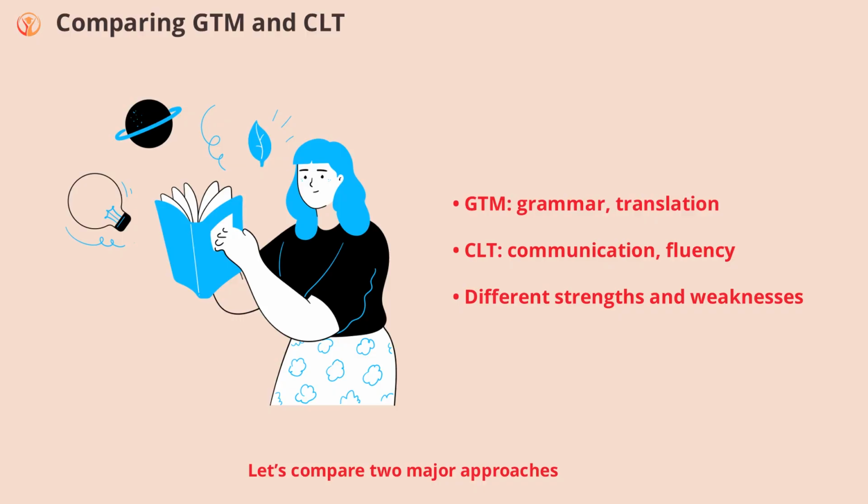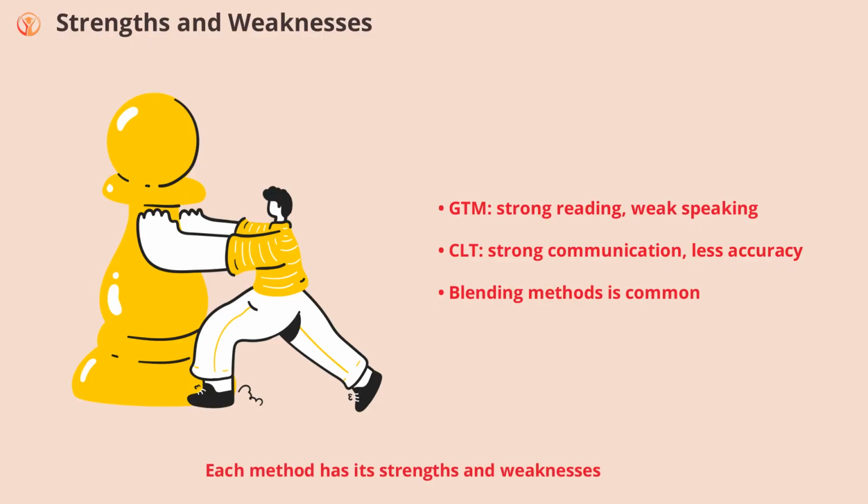Let's compare two major approaches: the grammar translation method and communicative language teaching. GTM is highly structured, focusing on grammar and translation, while CLT prioritizes communication and real-life language use. GTM can help learners develop strong reading and writing skills, but may leave them unable to speak or understand spoken English. CLT, on the other hand, builds fluency and confidence, but may sometimes overlook grammatical accuracy. Each method has its strengths and weaknesses.